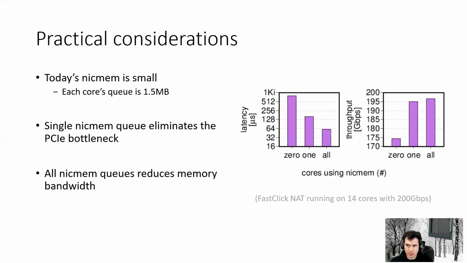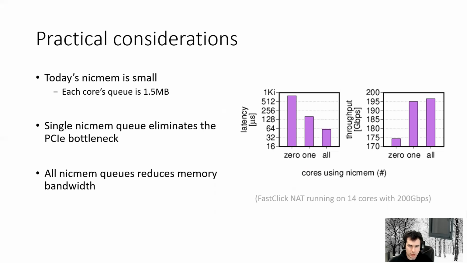Finally, I'd like to discuss some practical considerations. So today's NIC memory is small, and DPDK's per-core queues consume about 1.5 MB per core. As a result, it may not be possible to use Nicmem for all DPDK queues.